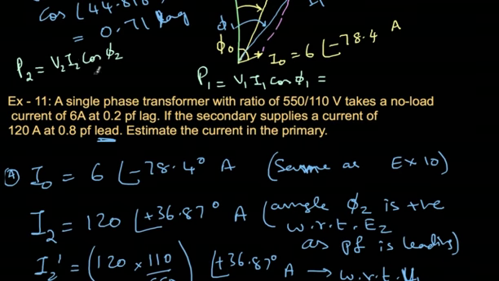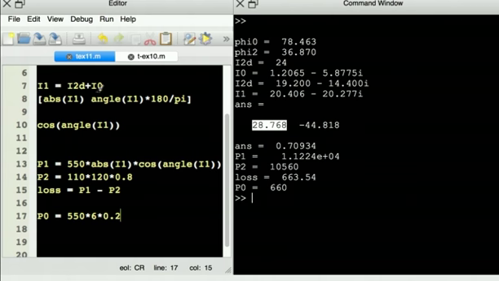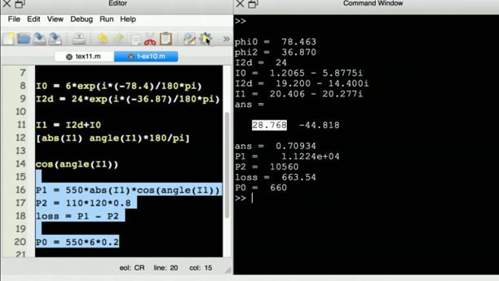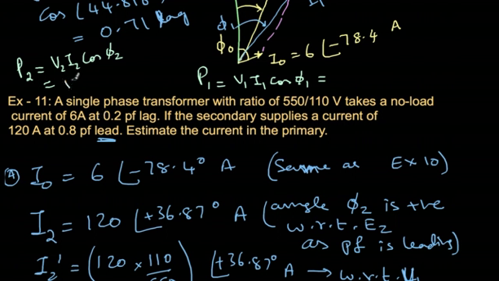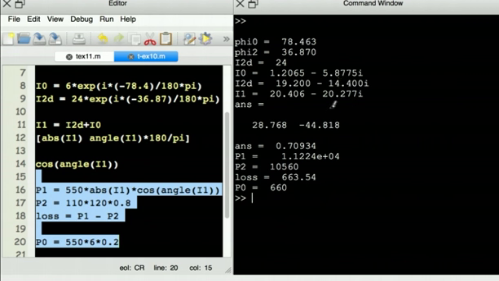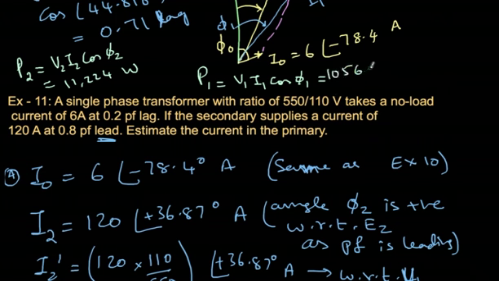So try to do this. Just let me, for the sake of completeness, write it here. V2 I2 cos phi 2. I got, this is for the first problem. Let me run it here. 11,224 watts. And here I got 10,560. This is anyway fixed because the power factor is fixed, 0.8 leading and 0.8 lagging. And P naught is 660 watts.